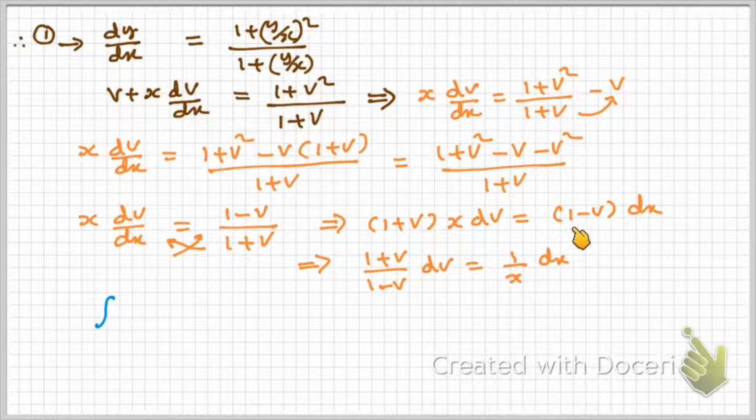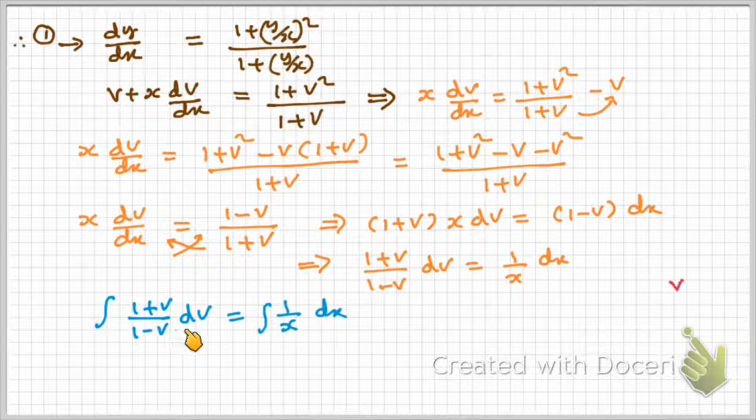So what I get is I shift this 1 minus v to the left side. So it becomes 1 plus v by 1 minus v with dv. And I take this x to the other side, which makes it 1 by x dx. Once the variables are separated completely, I can integrate both sides. So I say integrating both sides, this is going to be integral of 1 plus v by 1 minus v dv is equal to integral of 1 by x dx.